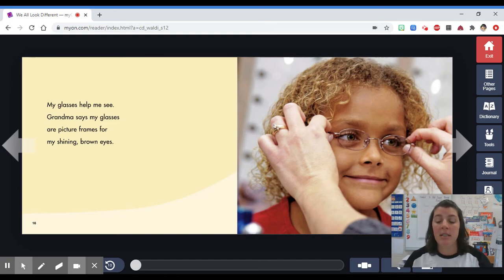Sometimes people need things to help them. For example, this person needs glasses to help them see. That's something that makes them unique. It wouldn't help other people to wear glasses since they don't need them, but this is something that she needs to be able to see.